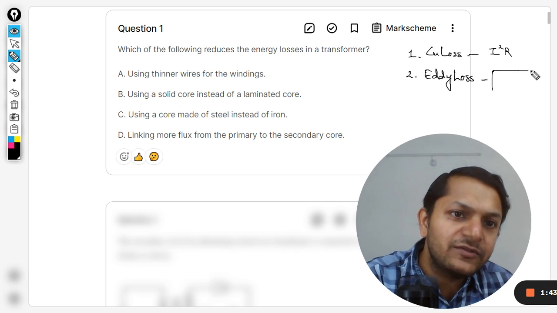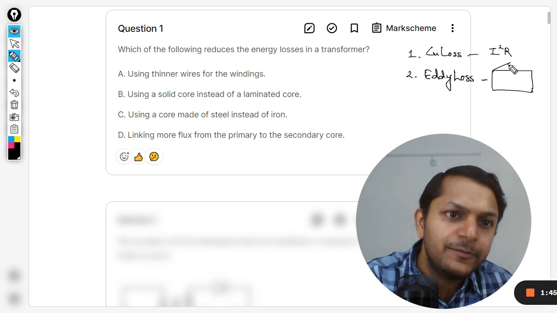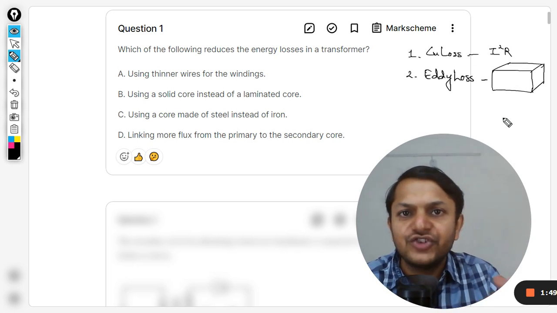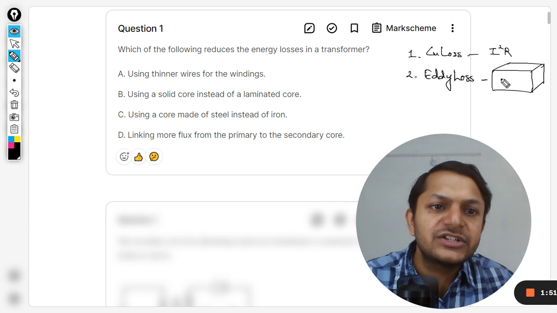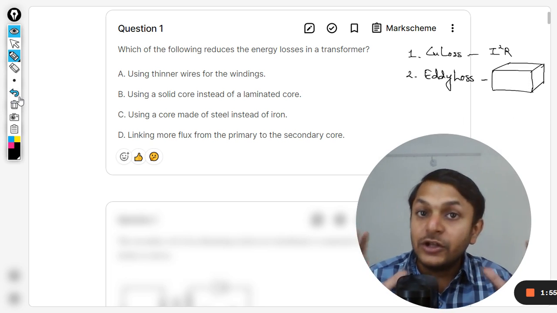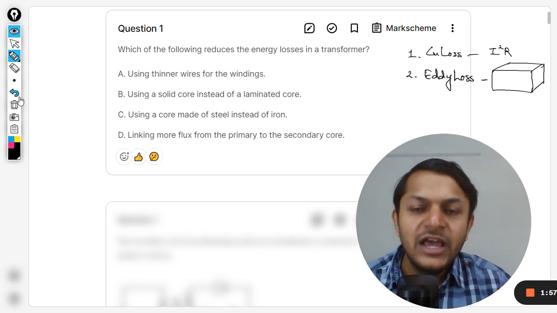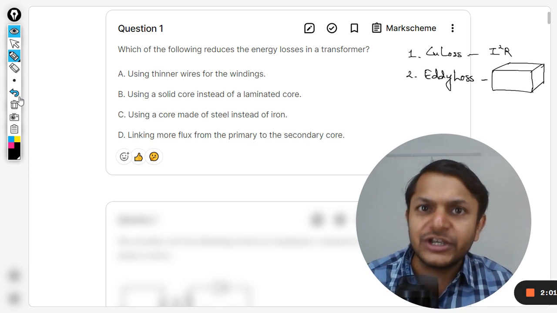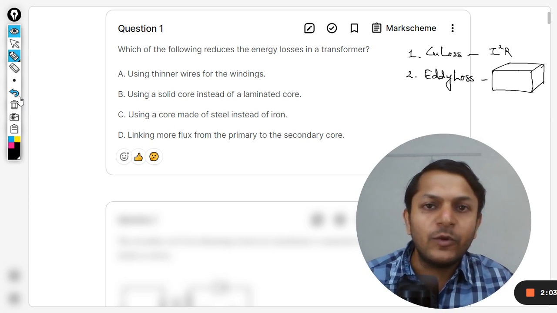So eddy loss is when you are using a solid chunk like this, and there is a flux associated with this chunk, and so the currents start flowing like this. That is why there is a certain kind of loss associated. This is known as eddy loss. How do we reduce it? We reduce it by not using a solid core. And what else do we use?